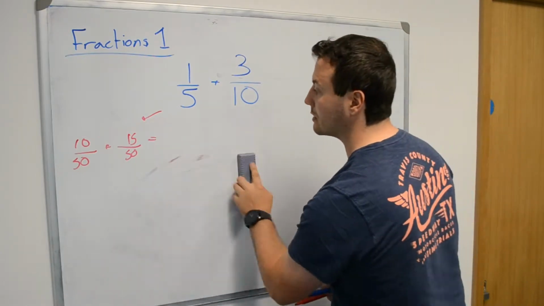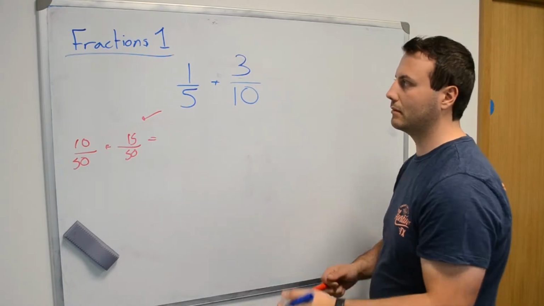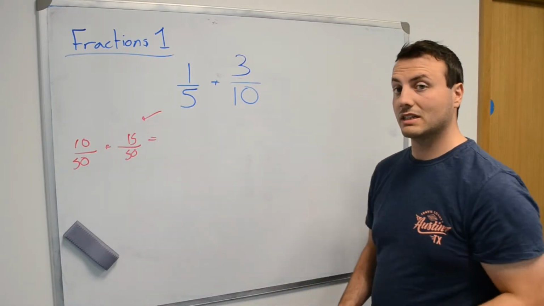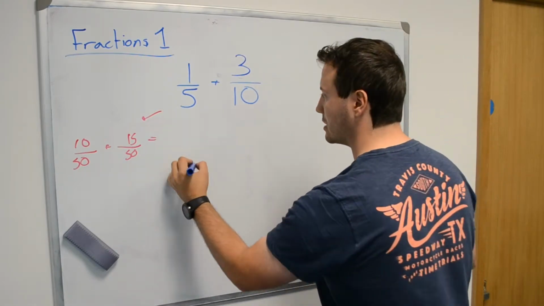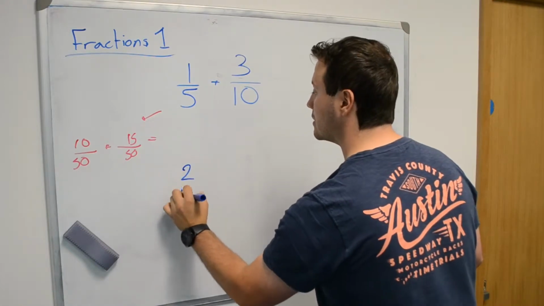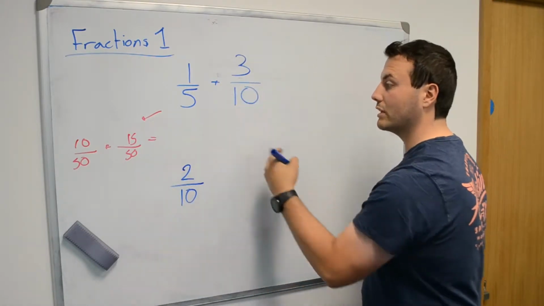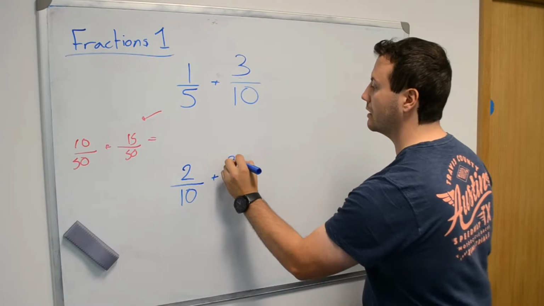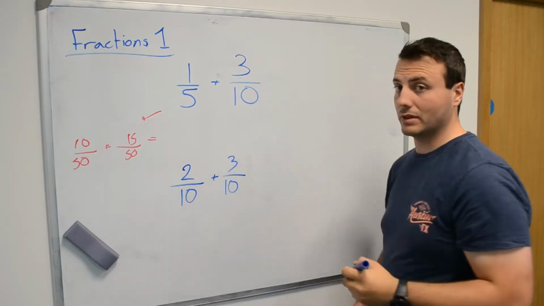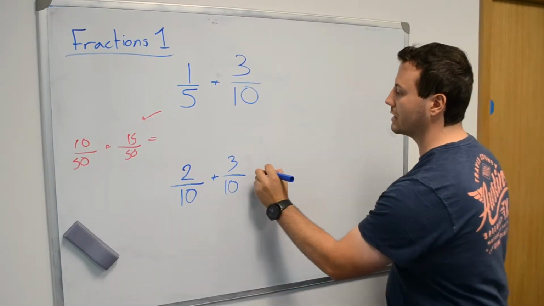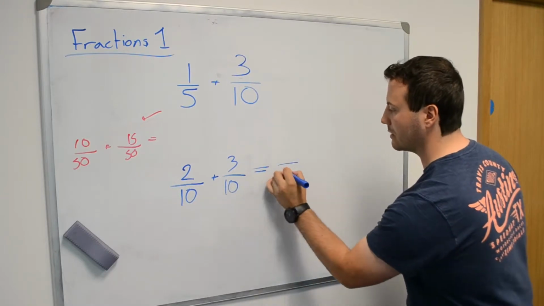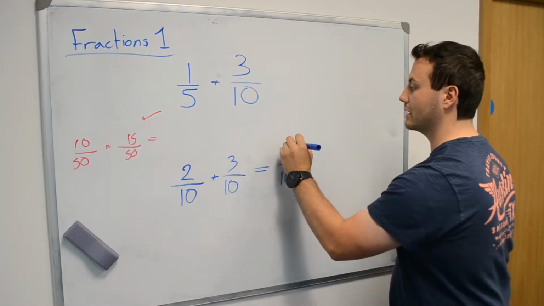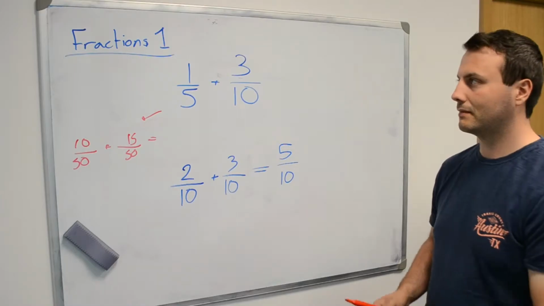So that gives us, we write it out immediately now, 1/5 converted into a 10th, so we multiply top and bottom by 2, that gives us 2/10. And then we just bring down the right-hand fraction, because that's already in the base that we need it to be in. Then we just add the tops together, the bases will still be in tenths, 2 plus 3 is 5.